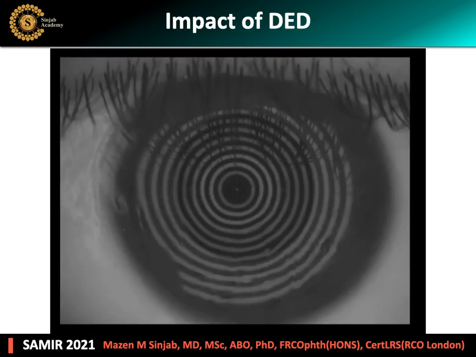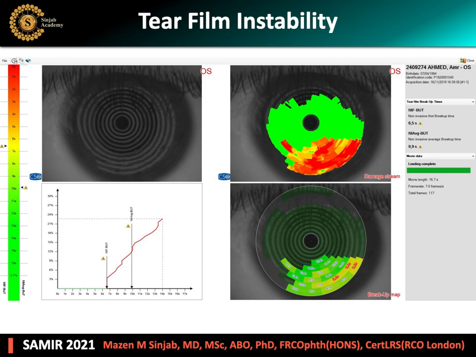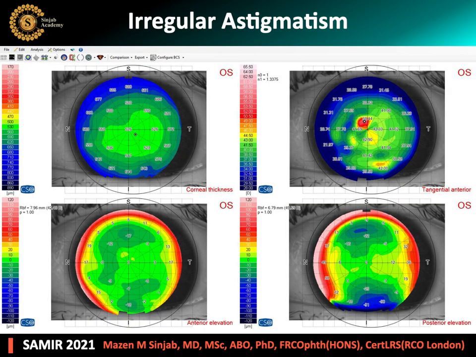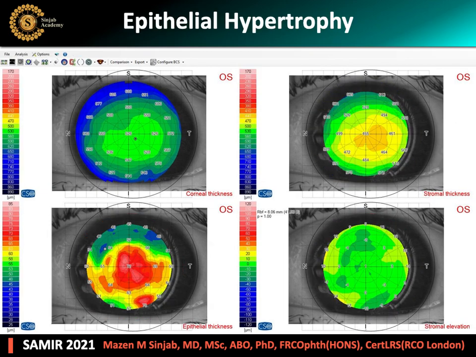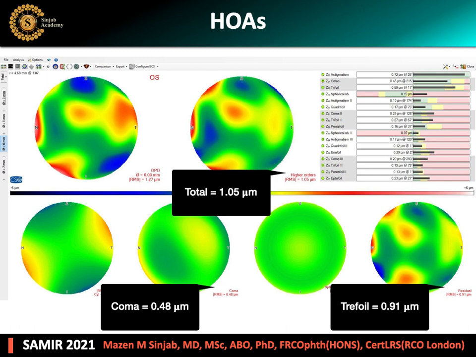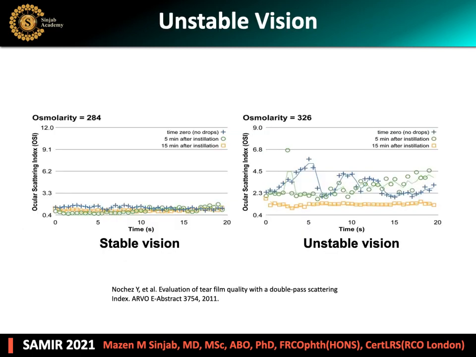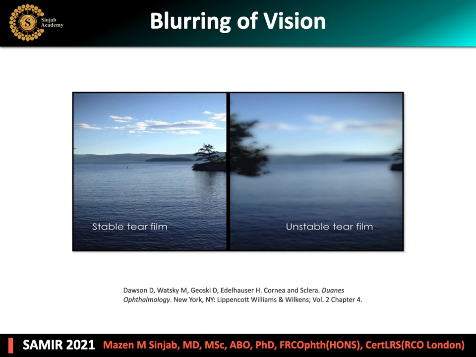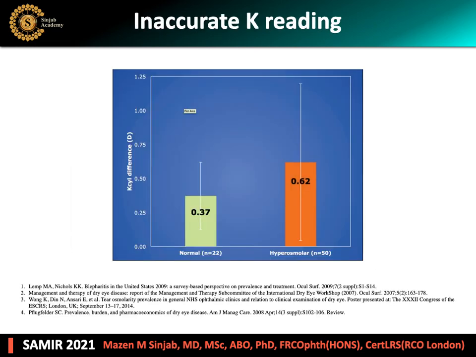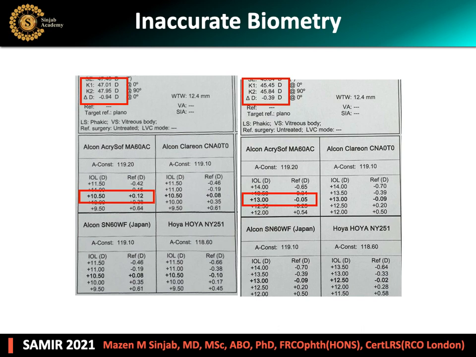We know the impact of the dry eye disease. It alters the shape and the regularity of the anterior corneal surface. The tear film instability will cause irregularities, will cause changes in the epithelium, and will induce some higher order aberrations. Moreover, tear film instability leads to unstable vision, blurry vision, inaccurate K reading measurements, and therefore inaccurate biometry.